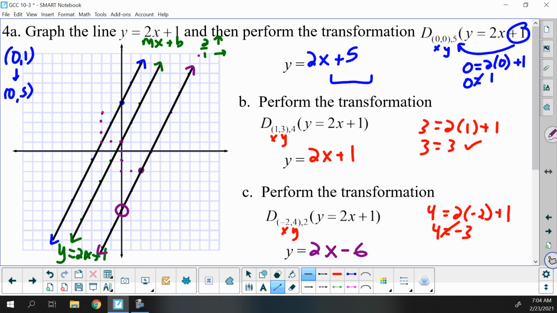So check and see if the point is on the original line. If it is, then it's just the same line. If it is not, then we need to dilate one of the points using our scale factor and then just replot with the slope, and that'll allow us to determine where that y-intercept is.